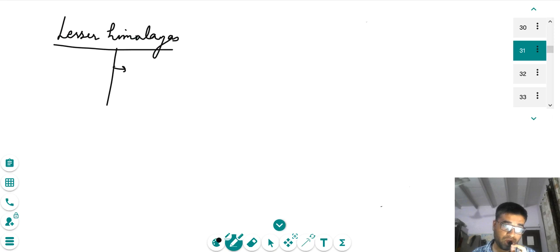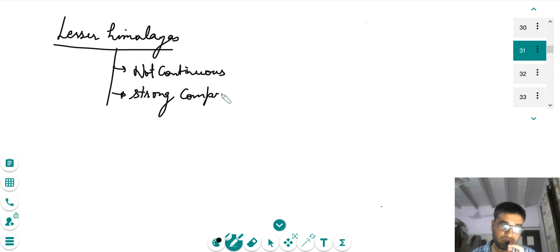Number one, they are not continuous like the Great Himalayas. Why are they not continuous? Because during the time of formation of the Lesser Himalayas, there were strong compressional forces. And these strong compressional forces broke the Lesser Himalayas into various separate ranges.